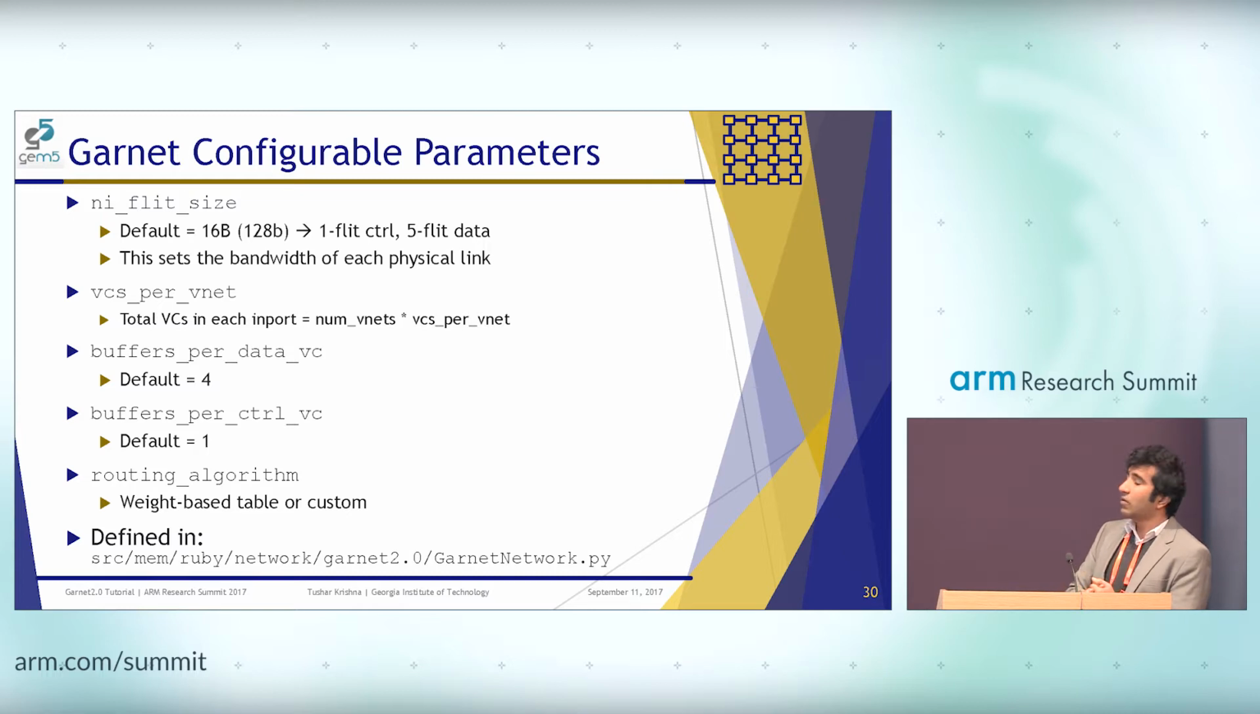This is right now, I would say, a slight limitation, where within each VNet you have the same number of VCs. But in principle, you may want more VCs in, let's say, a control VNet, less in data, and so on. That's not feasible right now, but not very hard to implement. You have buffers per data VC and buffers per control VC. This is where I said you can have narrow, shallow, and deep VCs, so you can set sizes for both. And you can specify whether the routing algorithm should be the default weight-based one or custom. And all of these are defined in this Python file here.